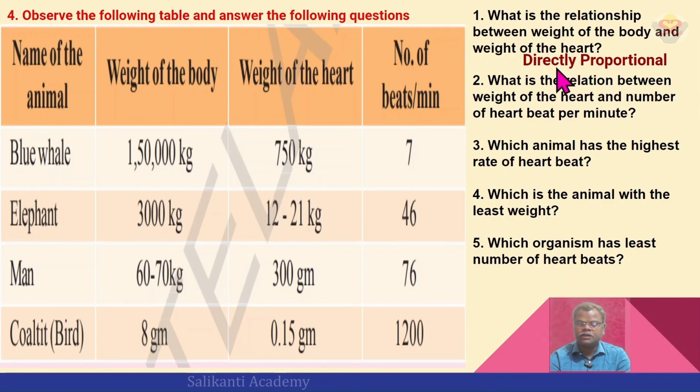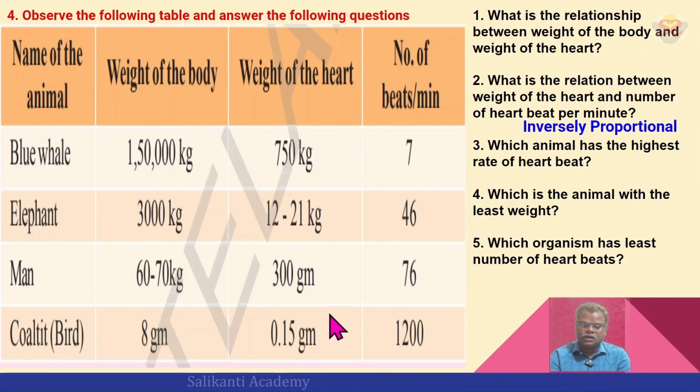It is directly proportional. What is the relationship between weight of the heart and number of heartbeats per minute? Inversely proportional. If the weight of the heart is more, you observe fewer heartbeats. The cold tit bird has 0.15 grams of heart weight, but the heartbeat is 1200. So it is inversely proportional.